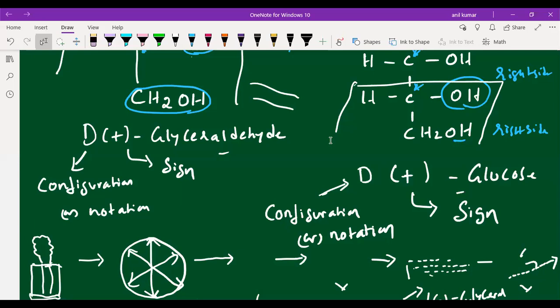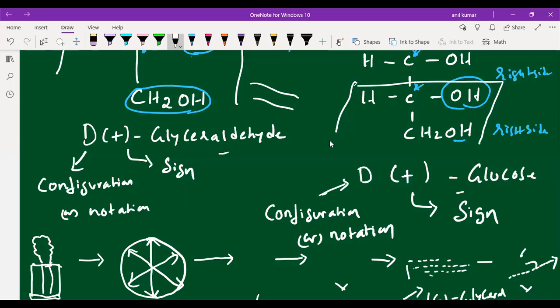Plus and minus is an experimental value. By conducting the experiment only, we can assign the plus and minus value. It is not theoretical. D and L is theoretical. Why? By seeing the molecule, we can say which is D configuration and which is L configuration based upon the OH groups. Whereas plus and minus we assign by performing the experiment, not by seeing the molecule.